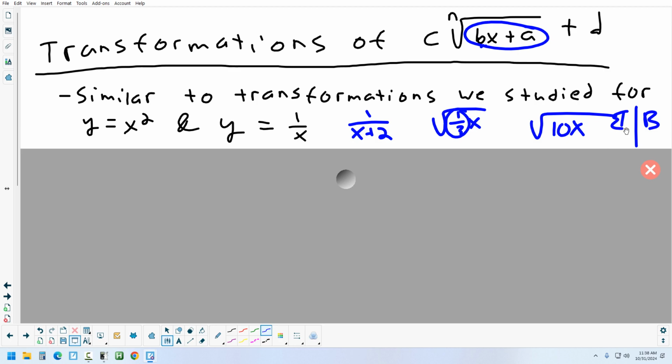If C is negative, what kind of reflection would that be? Yeah, vertical reflection. That's a vertical reflection. That means you're flipping up to down. That's vertical. That's over the x-axis. Yep.